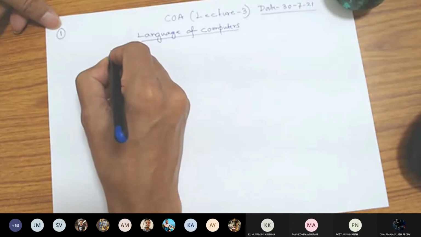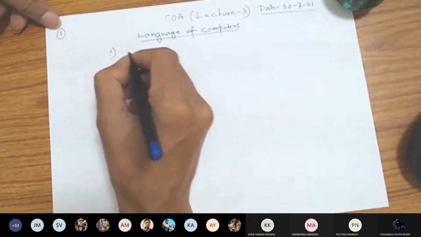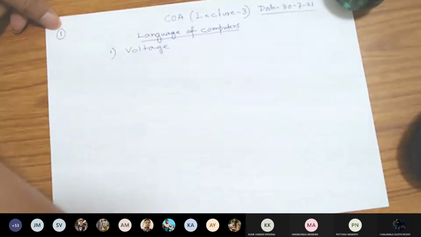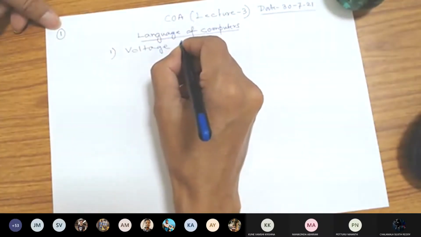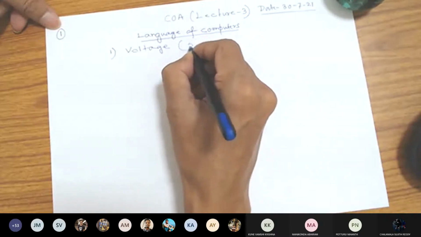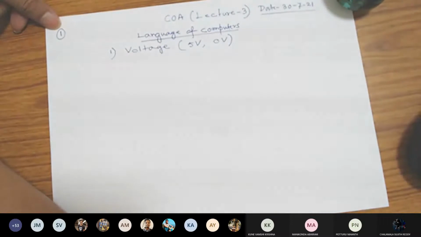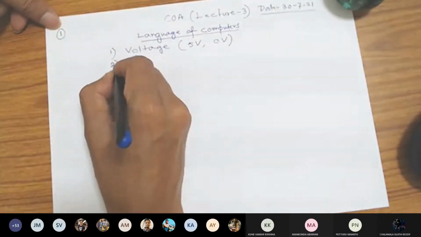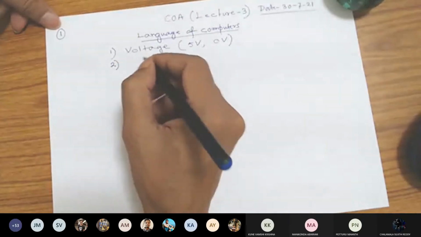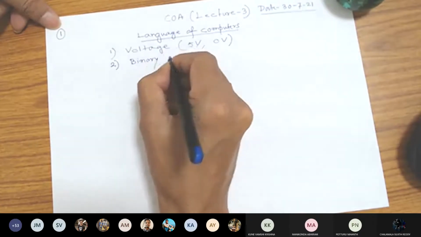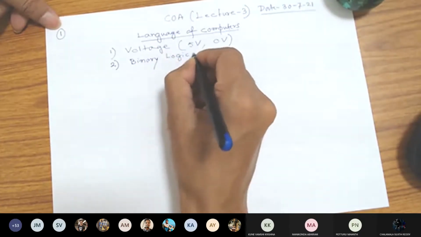So from the lowest level, we know that they actually require voltage. Say we can call it 5 volt or 0 volt. But next abstraction, to a gate, we actually convert them to binary values. Binary logic values.